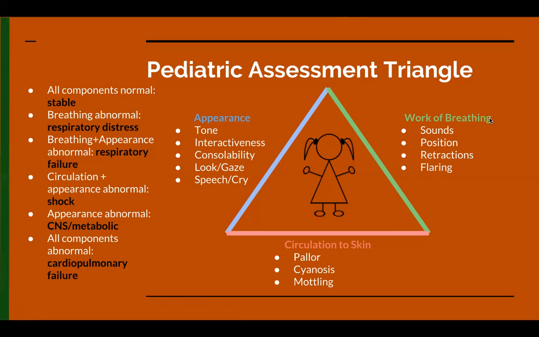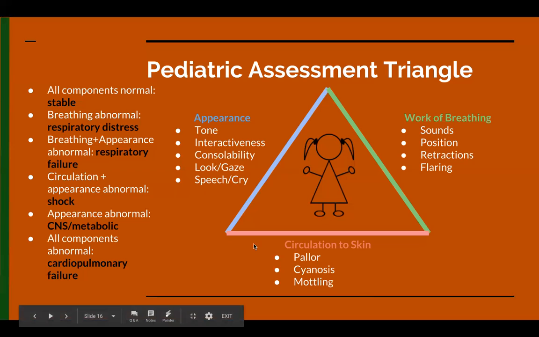If breathing is abnormal, if they have abnormal breath sounds, then that's going to be considered respiratory distress. But if they have, for example, abnormal breath sounds and also appearance is abnormal, then we're going to consider that respiratory failure. If circulation and appearance is abnormal, we're going to consider that shock. If just the appearance is abnormal, that might be a CNS or a metabolic issue. And if all components are abnormal together, that's cardiopulmonary failure. So make sure you know what the combinations indicate and what they indicate by themselves.